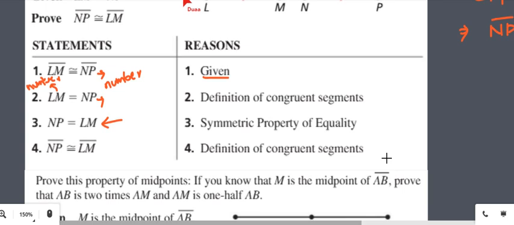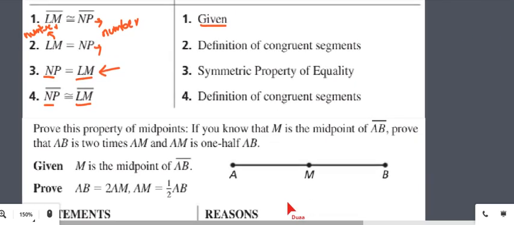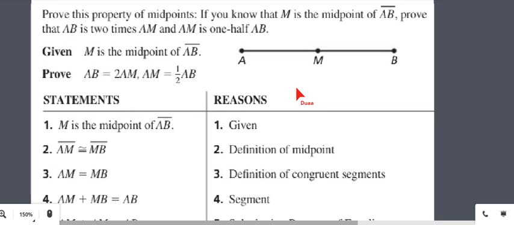Okay, then from this equality, I can write the congruency relation. So we wrote that NP is congruent to LM by using the definition of congruent segments. Finally, we assume that LM is congruent to NP, and then we prove that NP is congruent to LM.